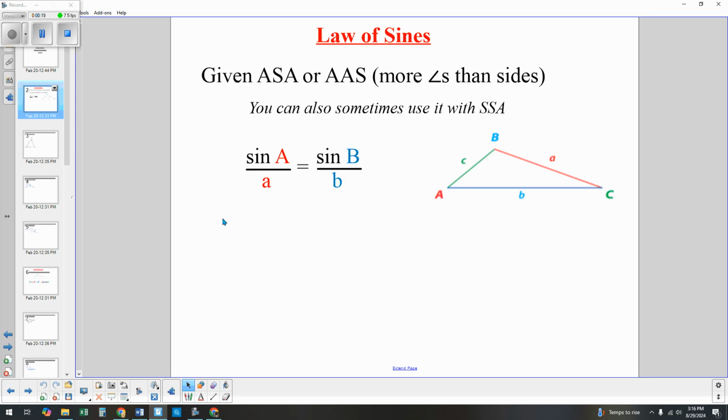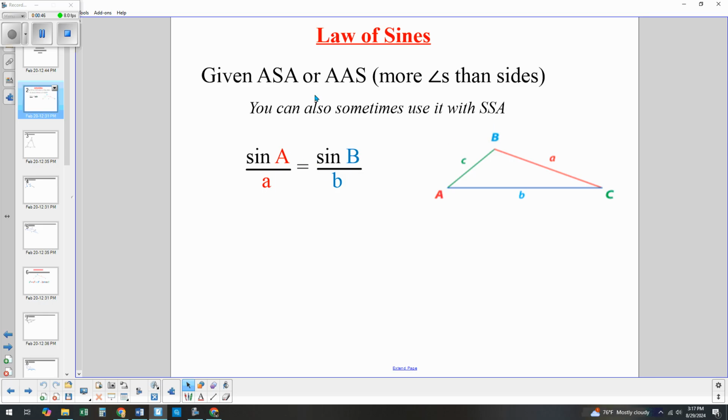The law of sines. If we want to do trigonometry and it's not a right triangle, we have to use something called the law of sines or the law of cosines. The law of sines is used if we're given either two angles and a side where the side is between them, or two angles and a side where the side is not between them. So basically, if we're given more angles than sides, we're going to use the law of sines. There is an instance where we could use it with SSA. We will not be doing that in this class. You'll see that in pre-calc.